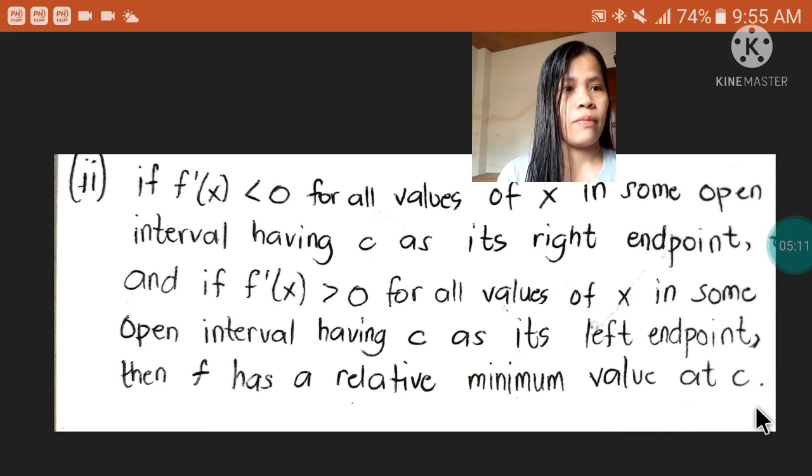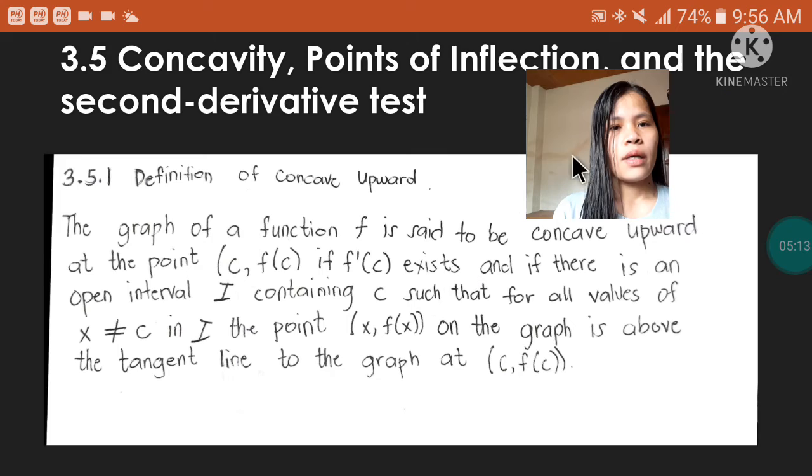Okay, 3.5 concavity, points of inflection and the second derivative test. And 3.5.1 definition of concave upward. The graph of function f is said to be concave upward at the point c, f of c, if f prime of c exists, and if there is an open interval I containing c such that for all values of x not equal to c in I, the point x, f of x on the graph is above the tangent line to the graph at c, f of c.